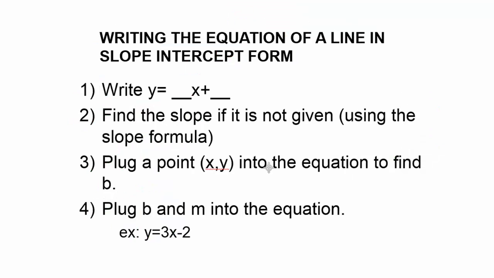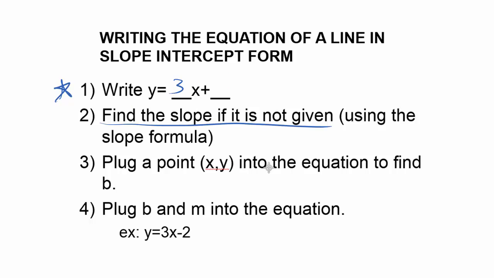So this next slide kind of sums up the steps that I just talked about. The first step you want to do is write down y equals blank x plus blank. We've already talked about that. Next, you need to find your slope if it's not given. A lot of times they'll give you the slope. If they say the slope is 3, you just plug it in.